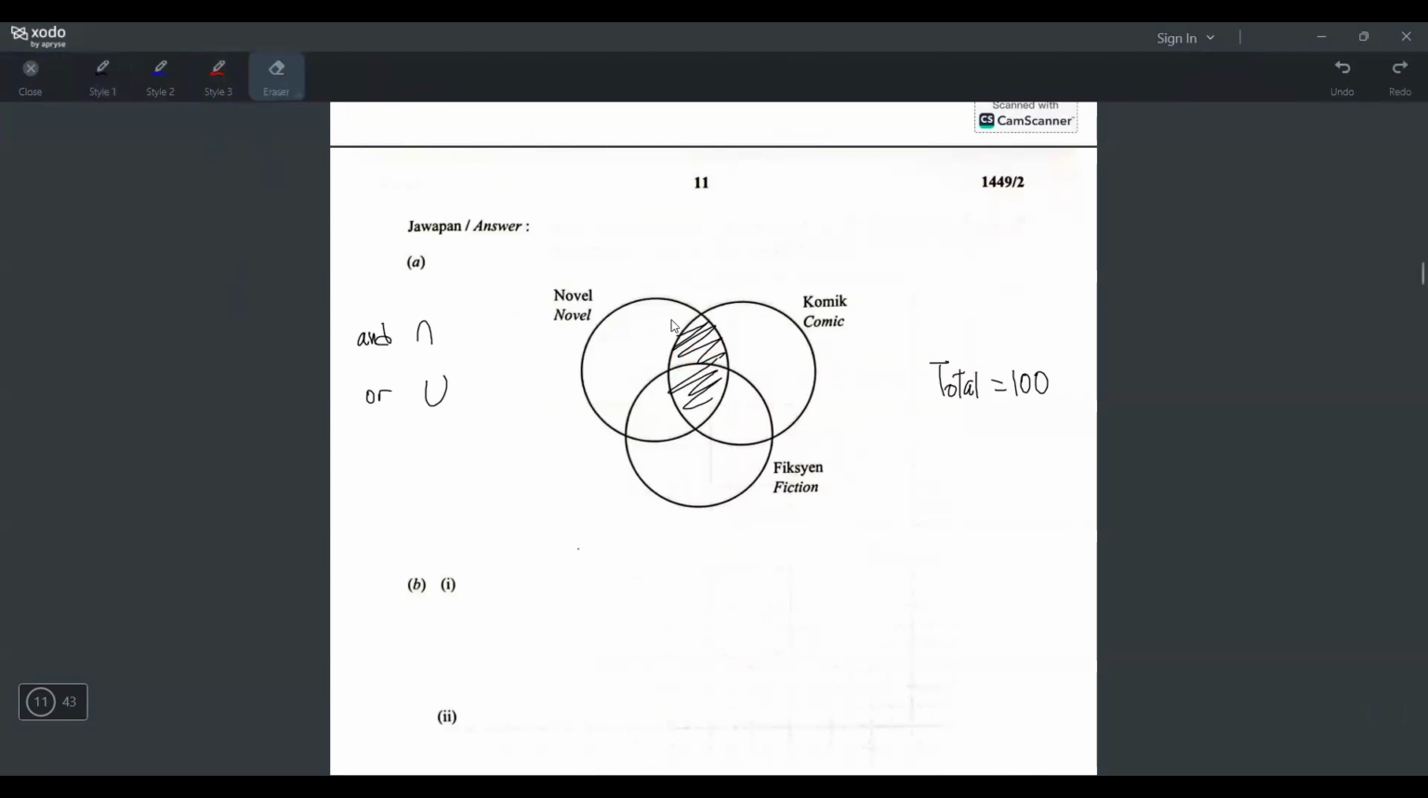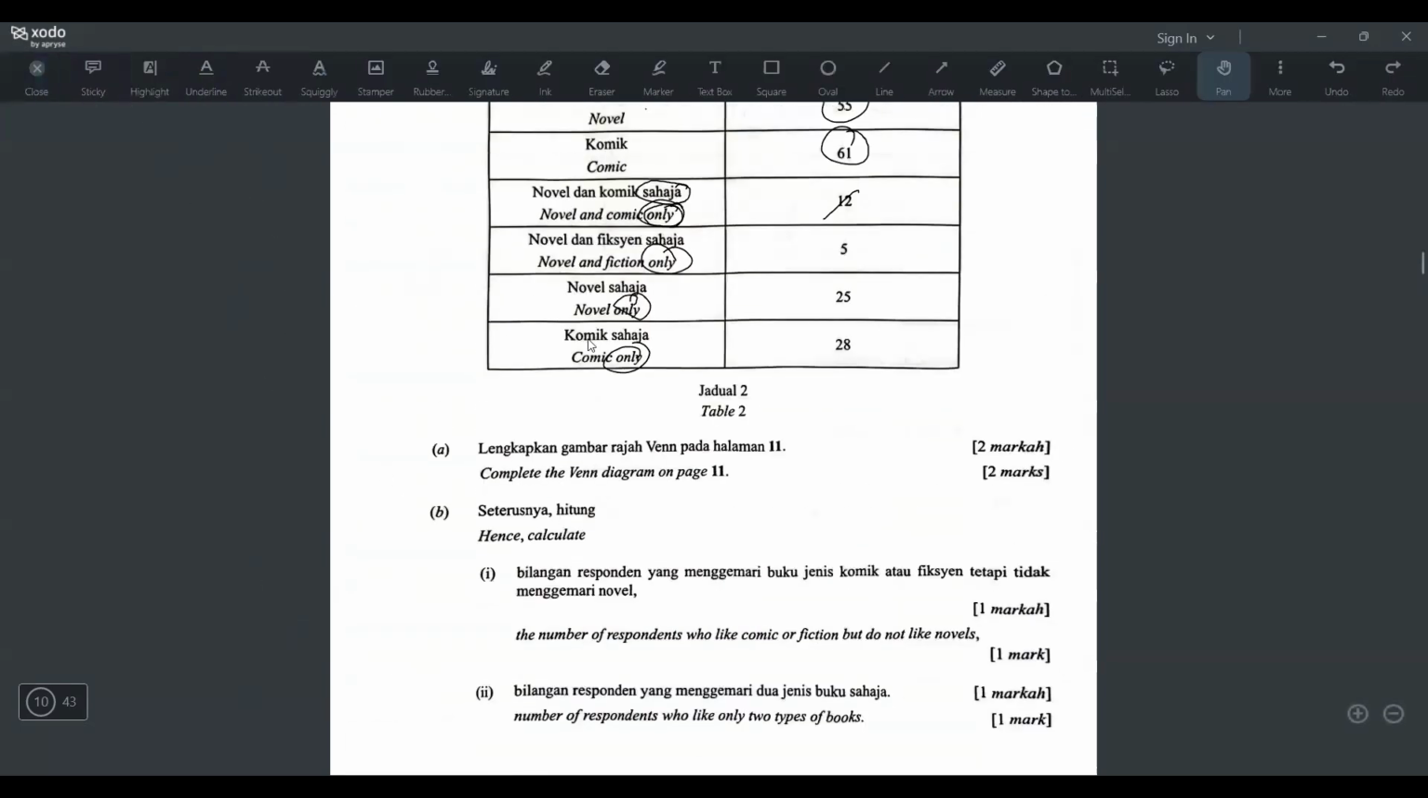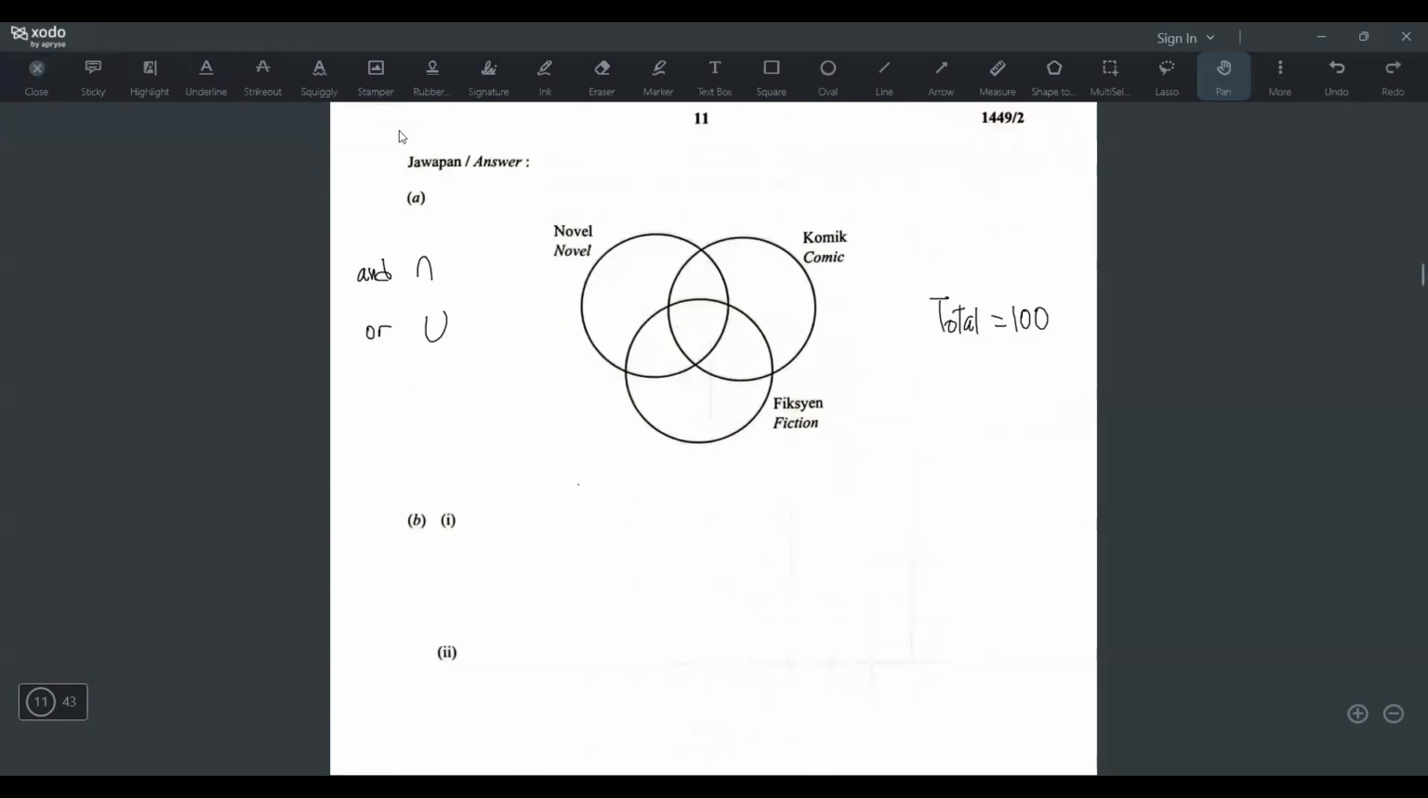They say novel and comic only, they say only, novel and comic only 12, right? Novel and comic only 12. So is it the 12 is like sini tambah sini, dua-dua tambah, or is it just atas sahaja? Atas sahaja, like this only, because they say only ma, novel and comic only means here only lah, right? Not including the middle one, right? If it's including the middle one, then you cannot write the 12 already. You need to find the other one, then only you can take 12 minus. Understand? I hope you understand.